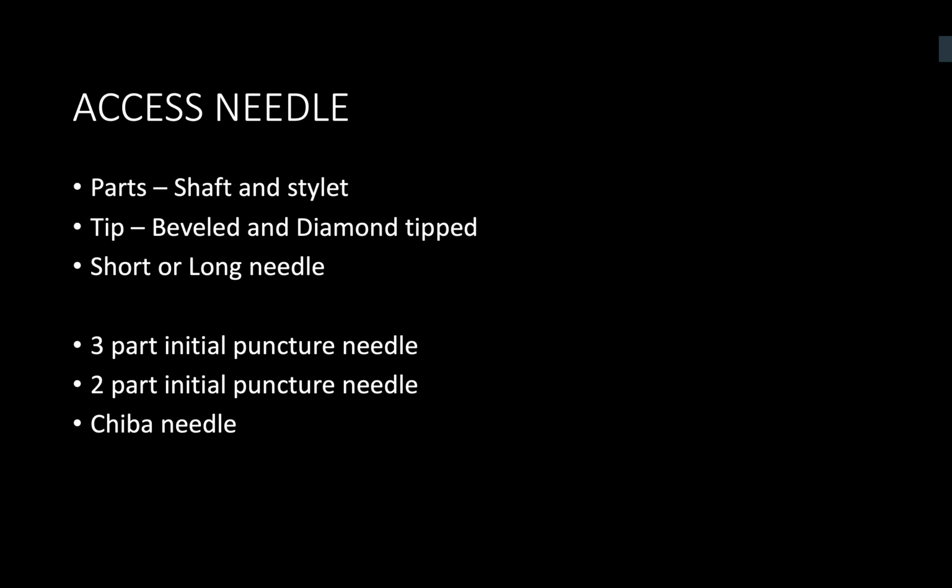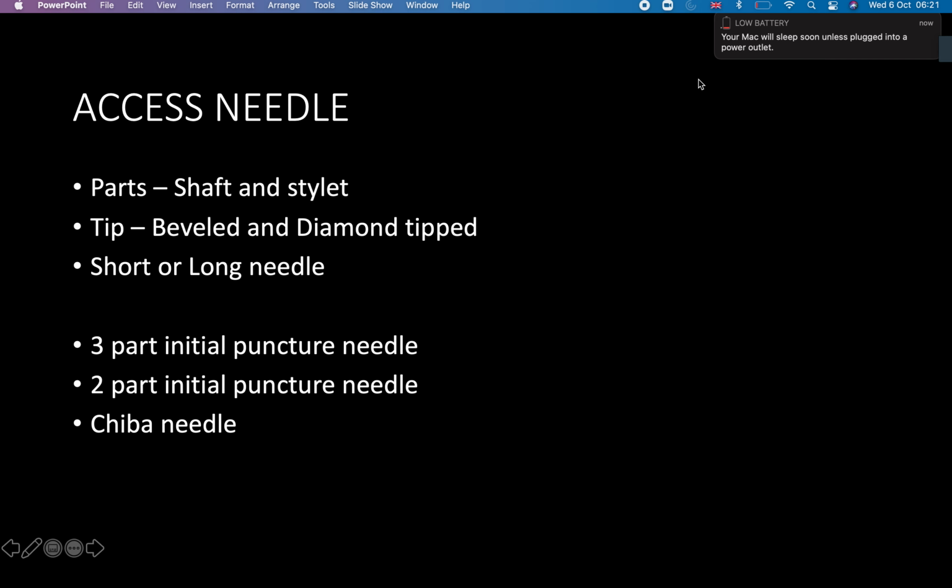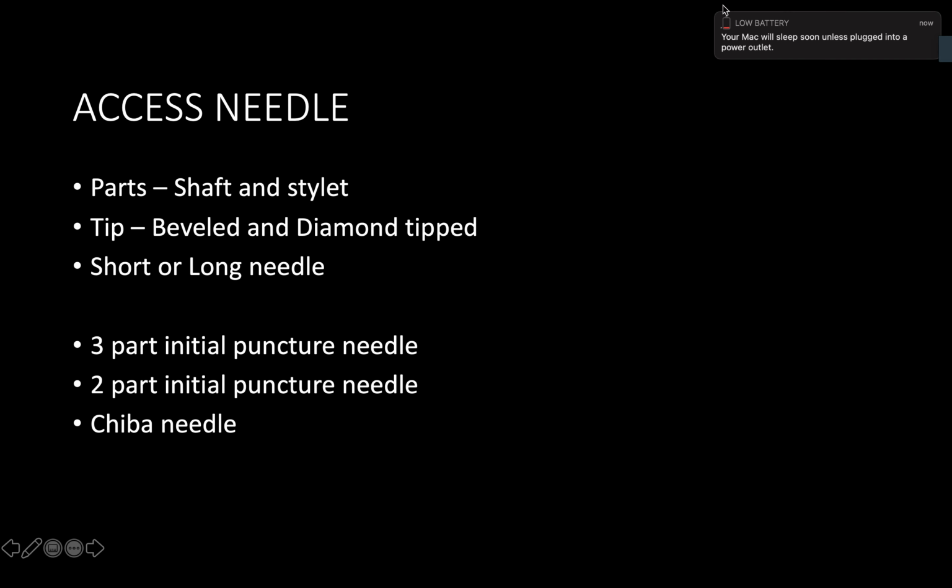So for the puncture onto the kidneys, if you want to do multiple punctures, if you're not getting access with the first puncture, it is claimed to have less bleeding compared to the 2-part needle. So the 2-part needle is the most commonly used one. The parts of the needle are shaft and stylet, and then the tip can be beveled or diamond tipped, or it can be a short or long needle.